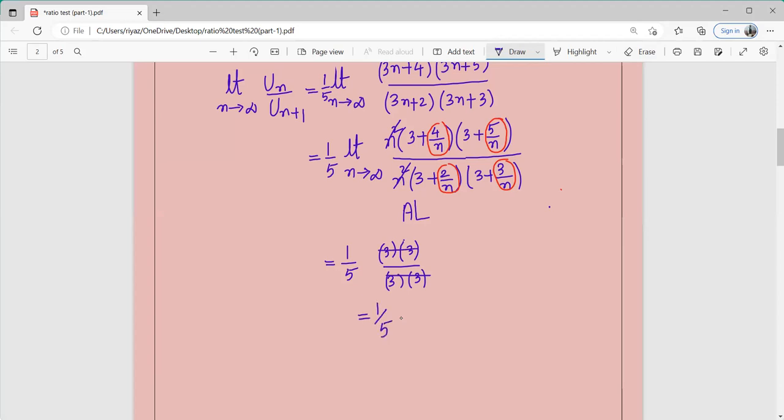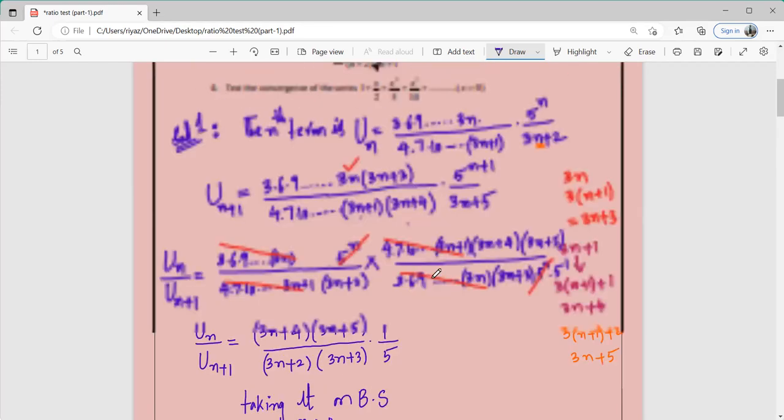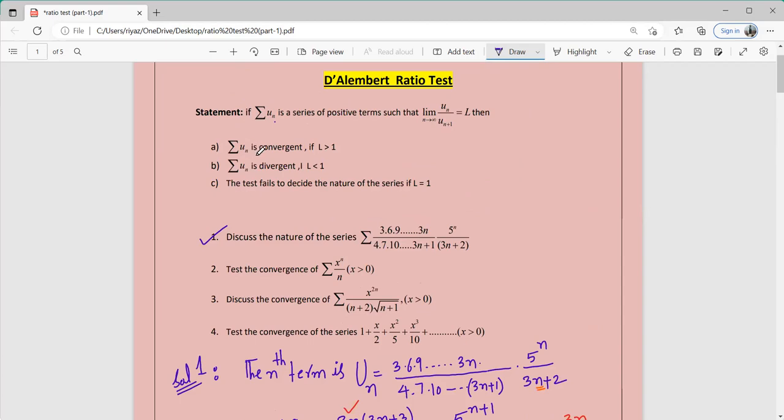1/5 क्या है बेटा? Less than 1 है या greater than 1 है? It is less than 1 ना? 1/5 less than 1 है सर। So less than 1 है तो क्या बोलते हैं आप सीरीज को? देखिए स्टेटमेंट देखिए एक बार. If un is convergent, if L is greater than 1, un is divergent if L is less than 1.